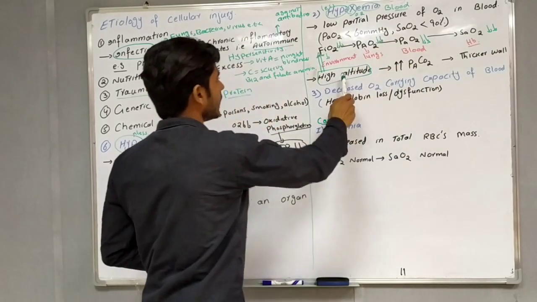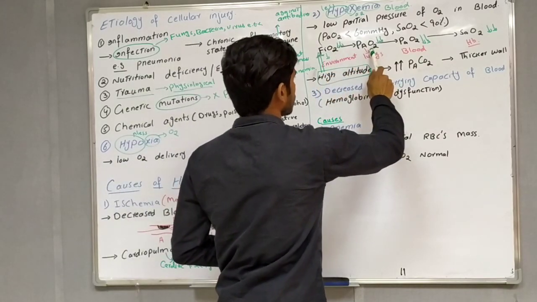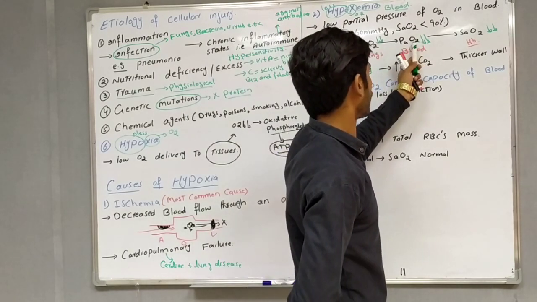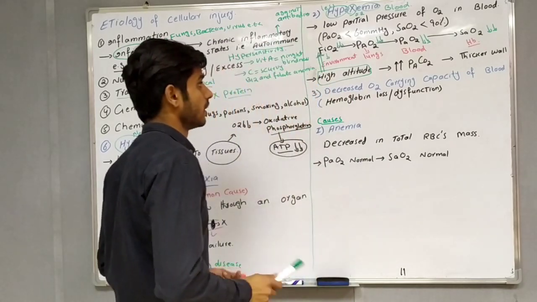It's about high altitude. A low environmental partial pressure of oxygen will cause a low partial pressure of oxygen in the lungs, and that will cause a low partial pressure of oxygen in the blood, and it will cause a low concentration of oxygen in the hemoglobin.